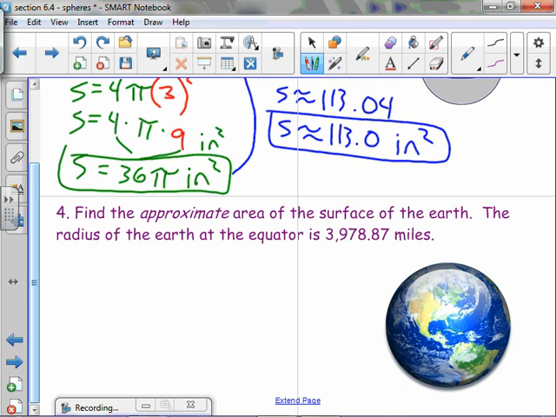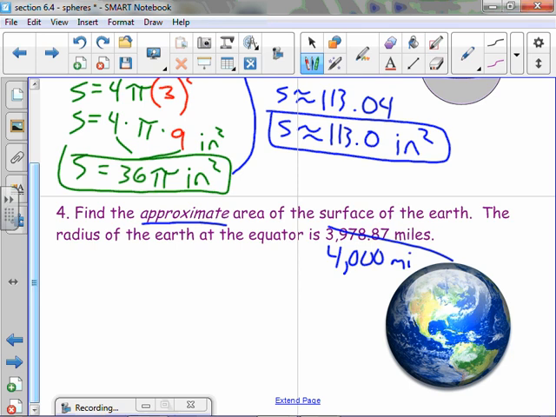Now, we are given another one. Find the approximate area of the surface of the Earth. The radius of the Earth at the equator is 3,978.87 miles. Now that looks ugly, which is why this word is my friend, approximate. So right off the bat, I'm going to cross it out, and I'm going to say, hey, that's pretty close to 4,000 miles.